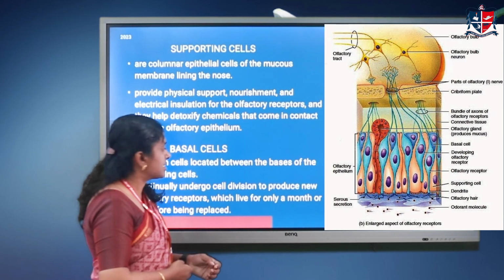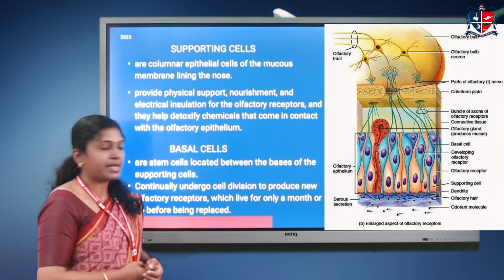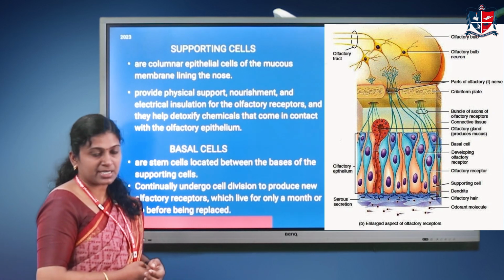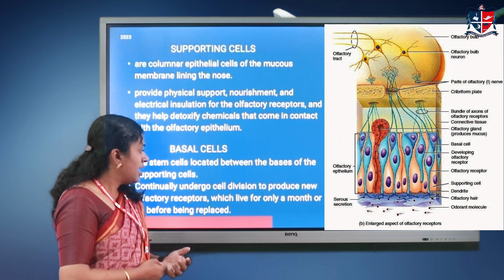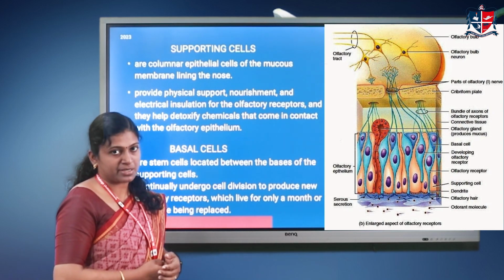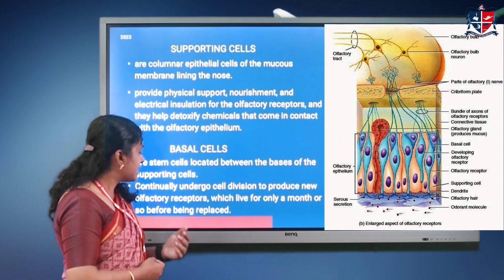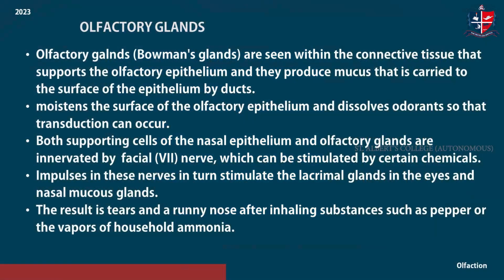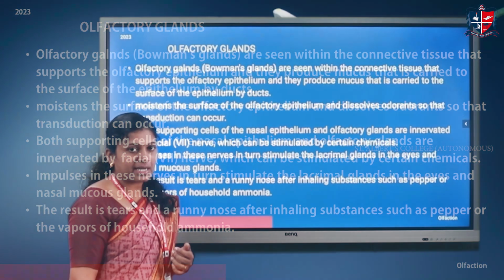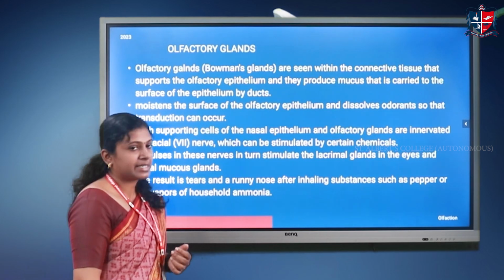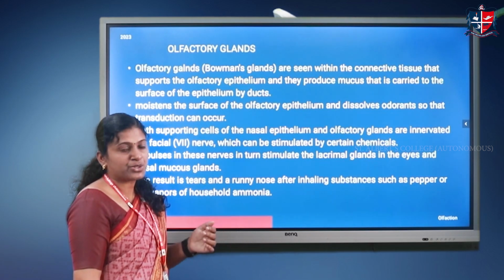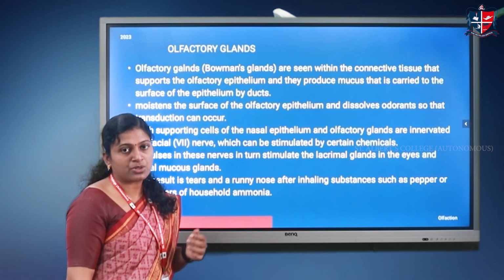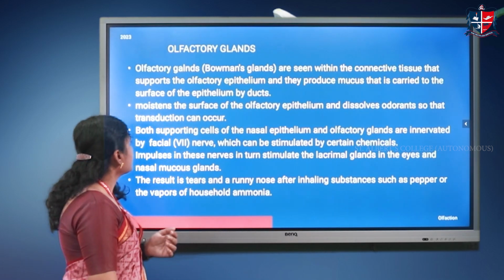The basal cells are stem cells located between the bases of the supporting cells. They continually undergo rapid cell division to produce new olfactory receptors, so that a lost one can be replaced. The olfactory glands are also called Bowman's glands and are seen within the connective tissue that supports the olfactory epithelium. They produce mucus that is carried to the epithelium through the ducts.